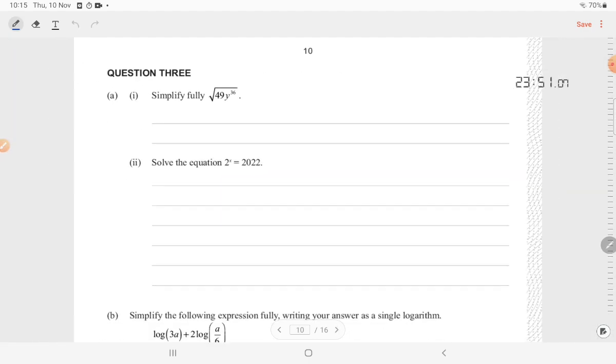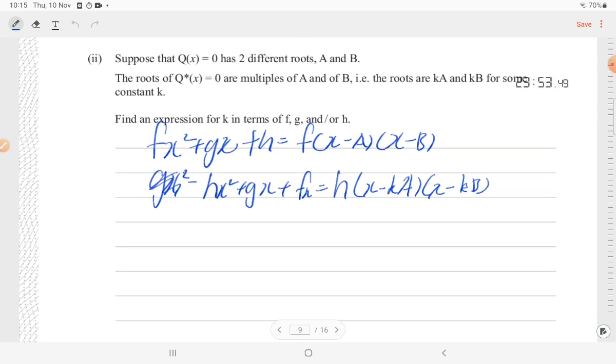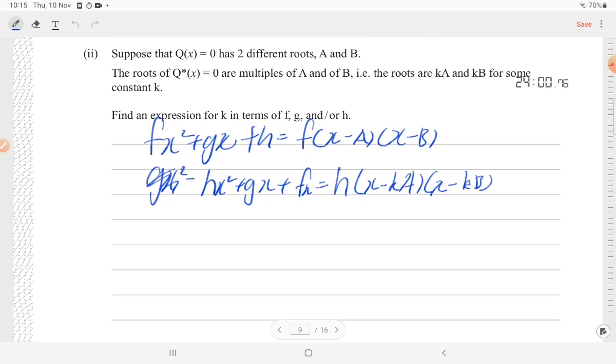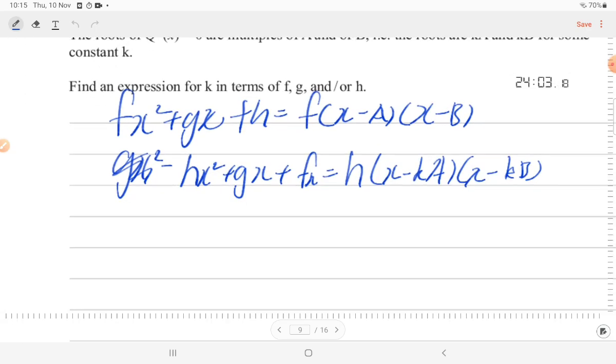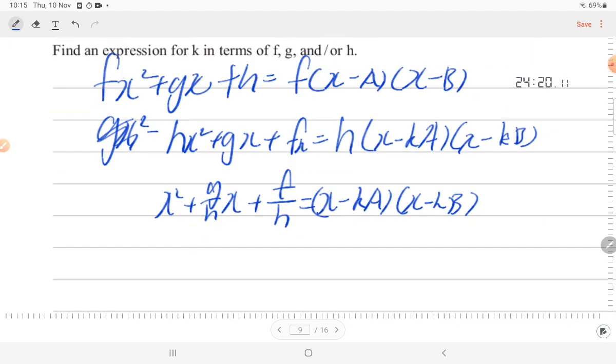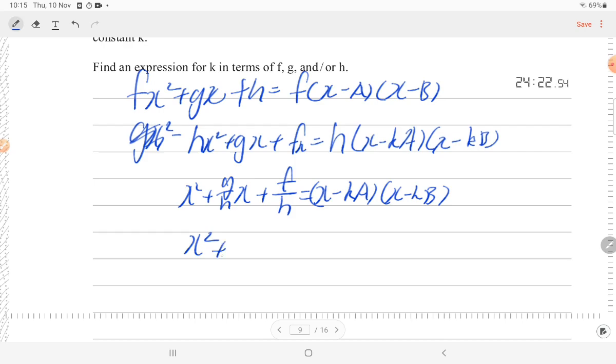Right, okay, we have one more question to go. Hx squared. Can we just cancel? x squared plus g over h x plus something over h is equal to x minus ka. Will the first equation help? X squared plus gx over h.